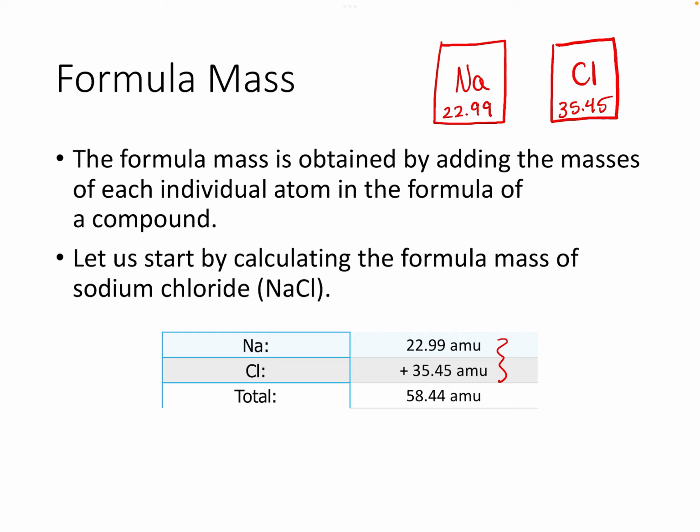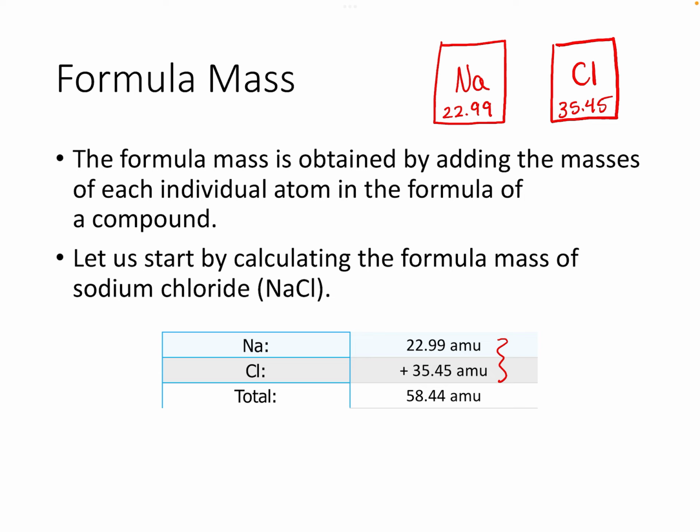Now, you might be wondering, do I have to adjust for the fact that sodium lost an electron and chlorine gained an electron when they became ions? But remember, electrons have negligible mass, so it's really, really small. If we lose an electron or gain an electron, it really doesn't make a difference to the overall mass for the atom. Because again, the mass is coming from the protons and the neutrons in the nucleus, and those have not changed.